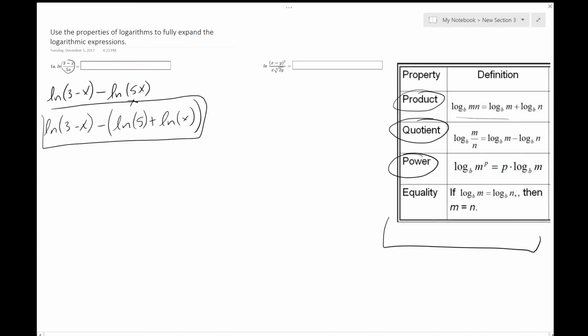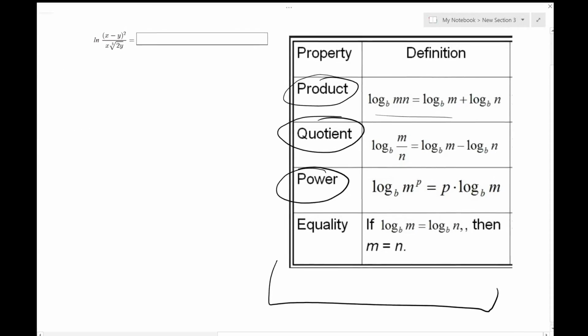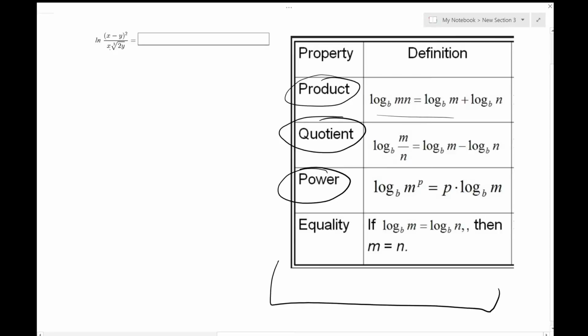Now let's go over to the second problem. And it looks like this one, we have a quotient, we have a power, and we actually have two powers, and we have a product. So going off of that, I can actually break this apart into a quotient first. I can do the natural log of x minus y squared minus the natural log of x times the cubed root of 2y.